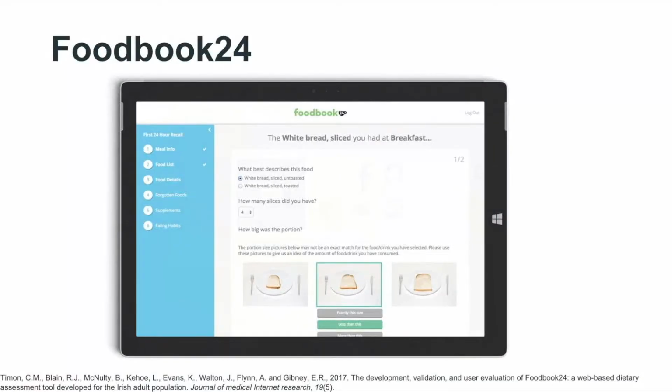And this was based on a project called Foodbook 24, which was developed in Ireland and used to collect dietary data from Irish adults. And what's good about this is it's linked to a valid composition database. Not all online techniques would be, and has also been validated in Irish adults against a semi-weight food diary as well.